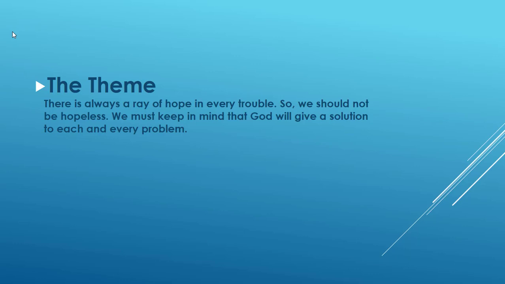What is the theme of The Silver Lining? The theme is: there is always a ray of hope in every trouble, so we should not be hopeless. We must keep in mind that God will give a solution to each and every problem.